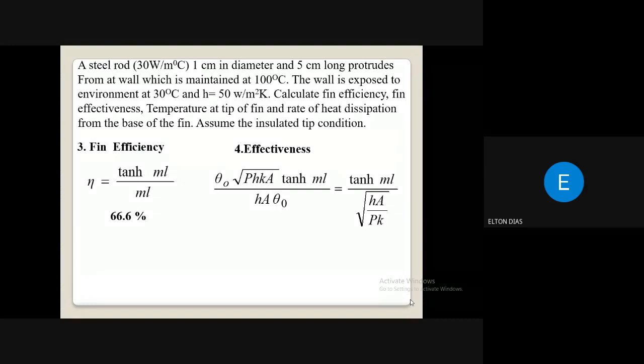Sir, in the effectiveness formula, what is the value of K? Conductivity. Okay, sir, 30. Sir, effectiveness is coming 0.708. Yes, means it is not effective. It should not be less than 1. If it is coming less than 1, then it is not effective.